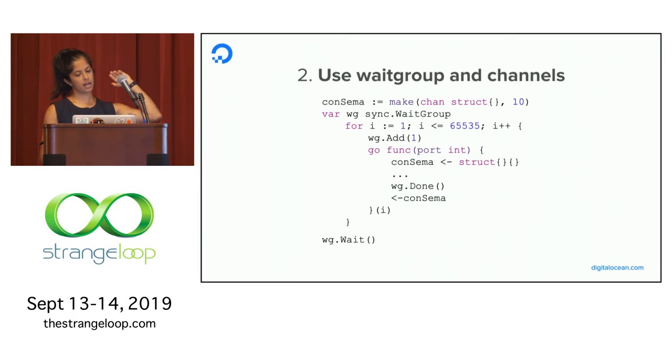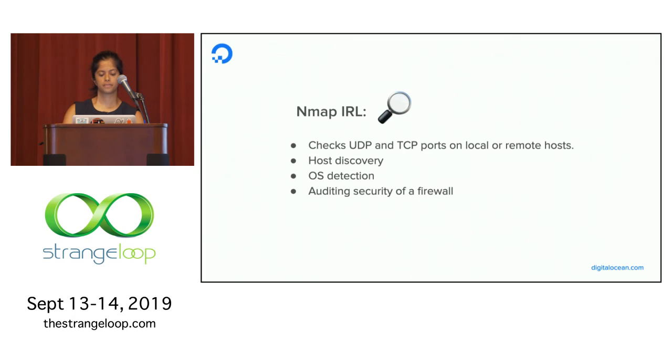We're making a channel with an empty struct that happens to have a size of 10. I use this construct a lot to limit the number of concurrent goroutines that I can have in a service. So in this case, when we start our goroutine, we're adding something to the channel, so it fills up. When we're done with the goroutine, we're reading from the channel, so it empties out. It's a super useful construct.